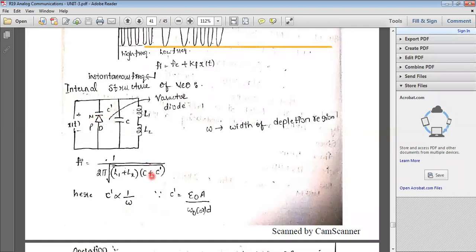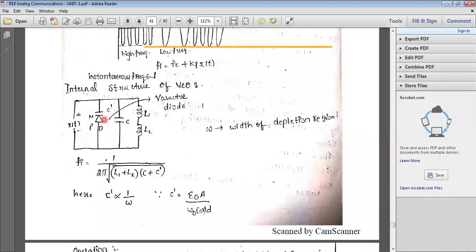We directly considered as C plus C dash. Since these are two series inductors, we consider it as L1 plus L2. Now what is the frequency delivered by the signal? Fi equal to 1 by 2 pi root of LC. So in place of L, we have the combination L1 plus L2. Similarly, in place of C, we have two parallel capacitors, C and C dash, so we can directly consider C plus C dash. What is C dash?